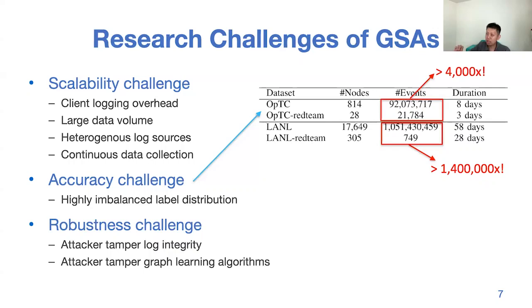So these are hugely imbalanced data sets, and if you want to achieve high detection accuracy, it's not easy. And finally, since we are building security products, we are dealing with attackers. And attackers have an incentive to subvert our system. So they can either compromise the integrity of the log collection, or they can just tamper with our graph learning algorithms.